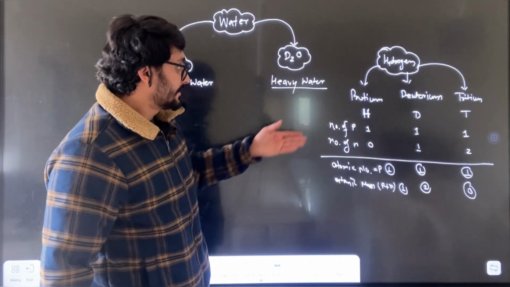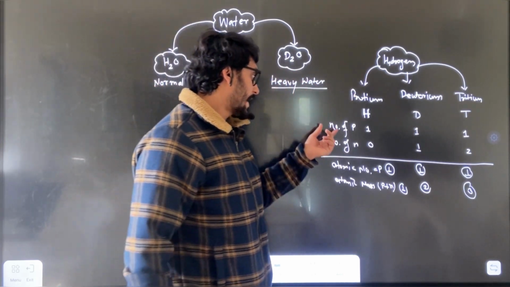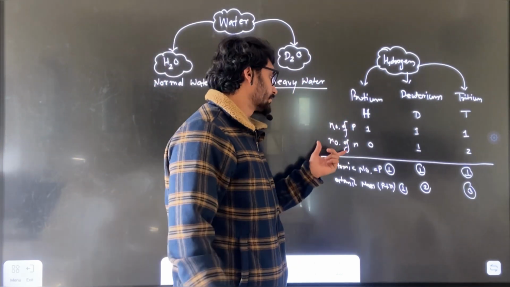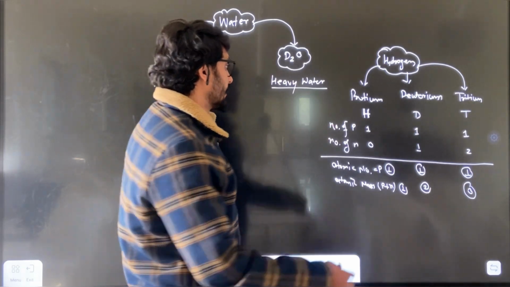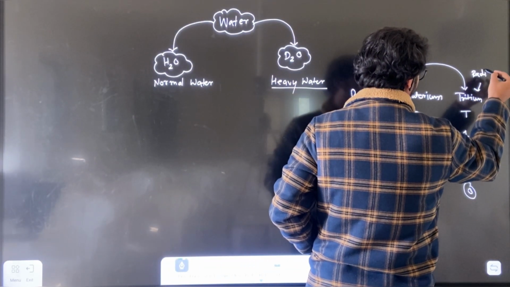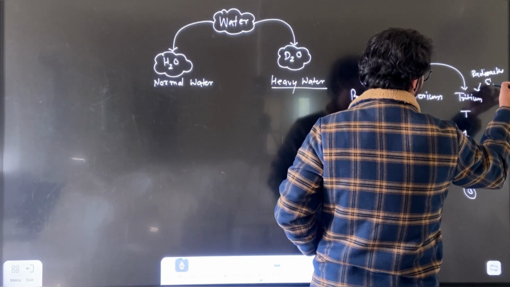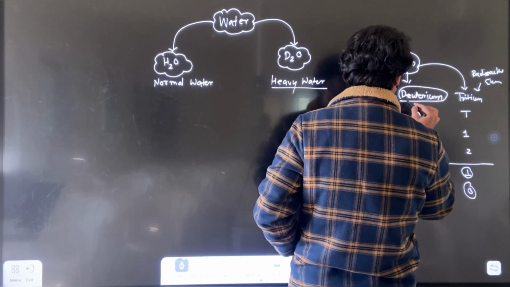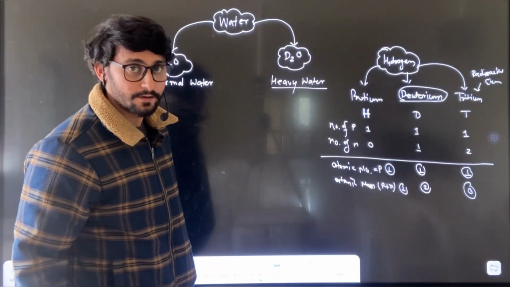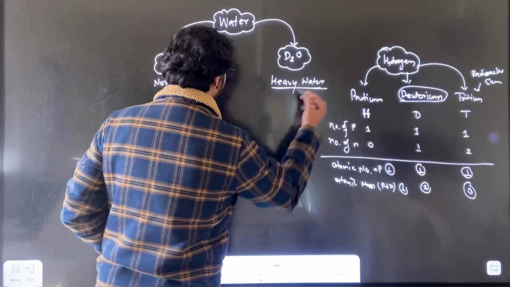These three are known as isotopes of hydrogen because they have the same number of protons but different numbers of neutrons, in which tritium is a radioactive element. And D2O is used as a moderator. So this is basically heavy water, right?